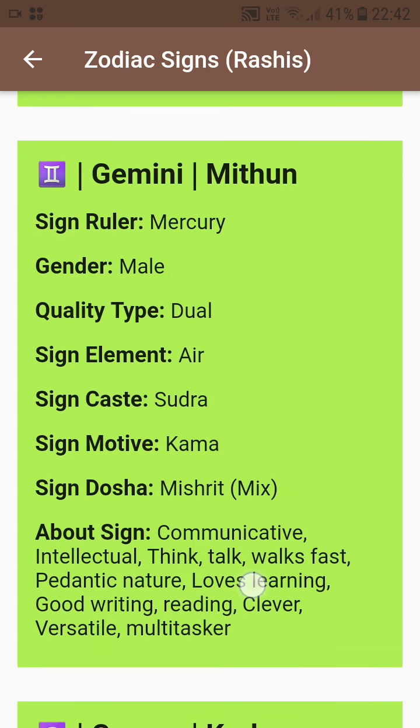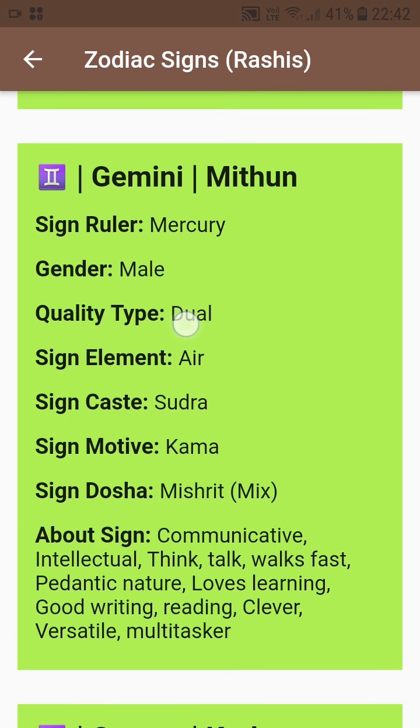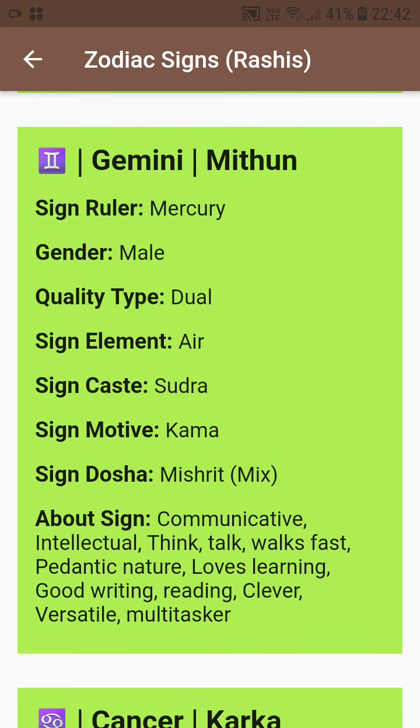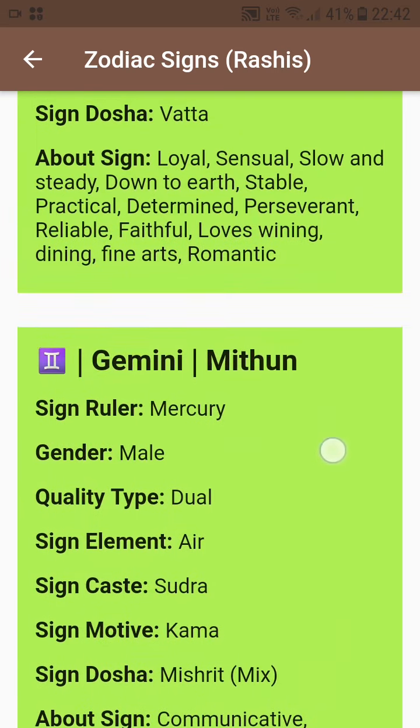Communication. Okay, so if you want to become good at communication, you'll have to be dual. Intellectual, dual in kind of quality, fixed and movable, and think, talk, walk fast, pedantic nature, loves learning, good writing, reading, clever, versatile, and multitasker. And that's briefly about Mithun, the Gemini sign, or Mithun Rashi. So this is the third Rashi.